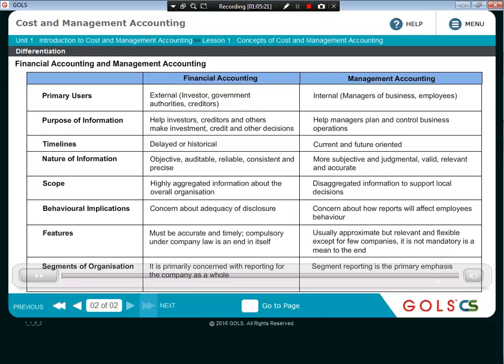So that is all we have seen in our first chapter. I hope that after going through all these things, it will now be clear in your mind what exactly we have to study in this subject of cost and management accounting.